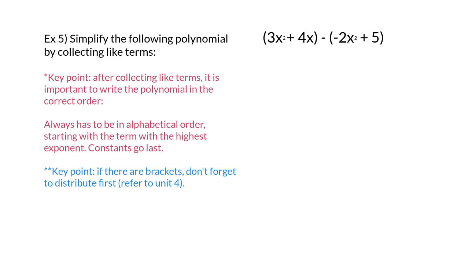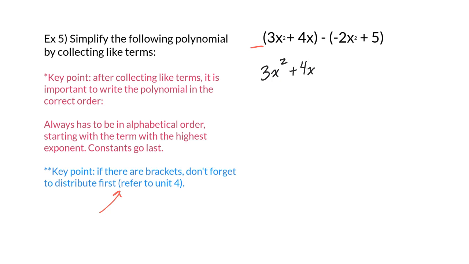In example 5, again, we're asked to simplify by collecting like terms. You'll notice in this example we have brackets. So something to remember from Unit 4 is when we have brackets, we have to make sure that we are distributing first. In front of the first bracket, there's nothing there. So really, I don't need those first set of brackets. This is just 3x squared plus 4x.